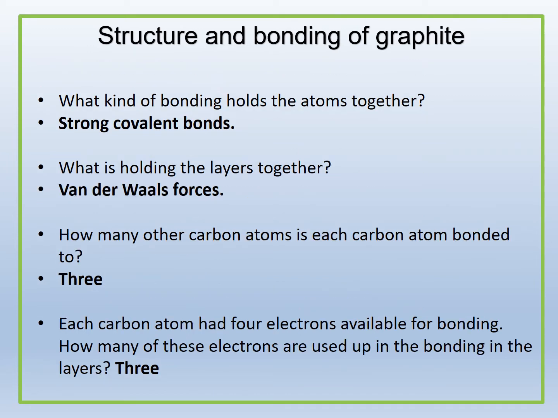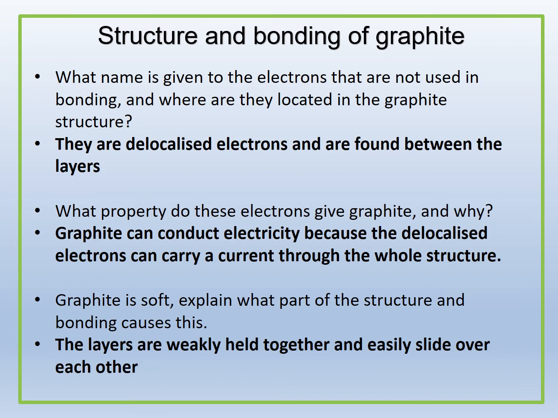Looking at graphite, again, same as diamond, it has strong covalent bonds. But in between the layers, it's held together by what you call van der Waals forces or intermolecular forces. Each carbon is bonded to 3 other carbon atoms, and so only 3 of the electrons are used. This means that there are delocalized electrons which can be found between the layers and can move through the structure.